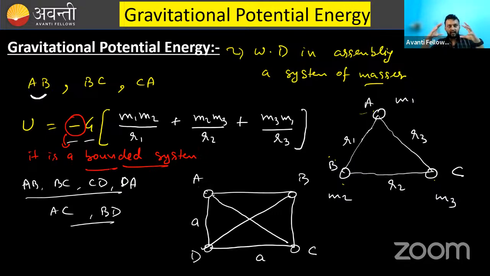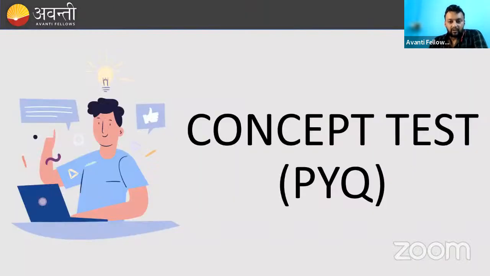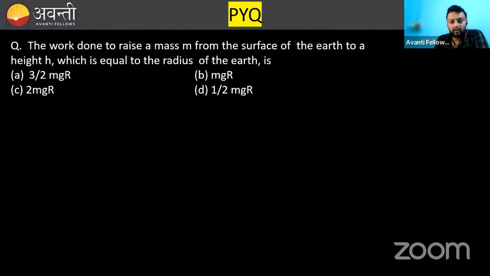Bound means banda hua. It is something banda hua kind of thing. Okay. Negative sign, you know that. This thing you should do in homework. Very simple question. Now I will move further.